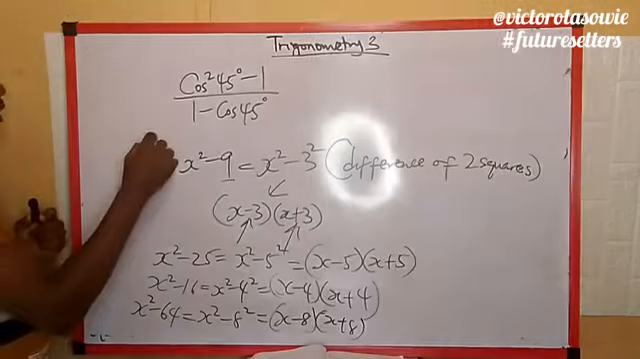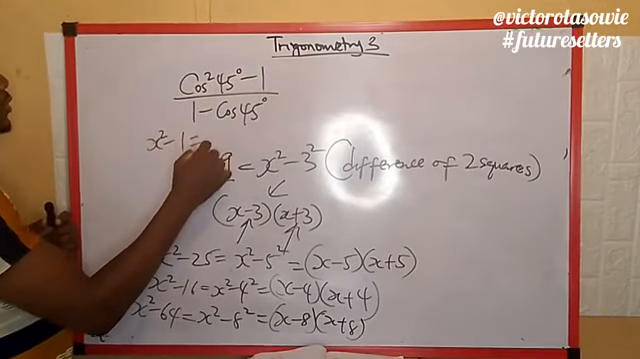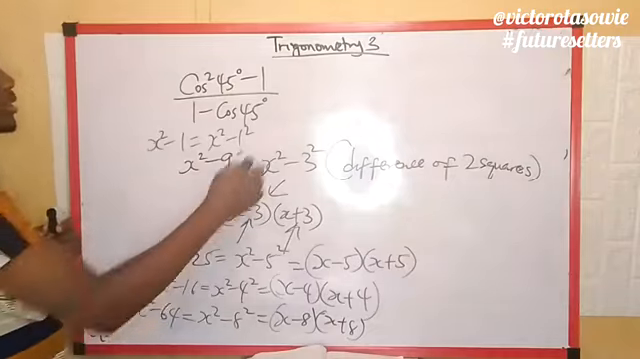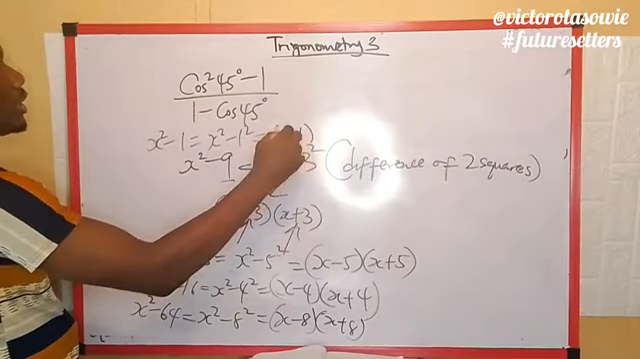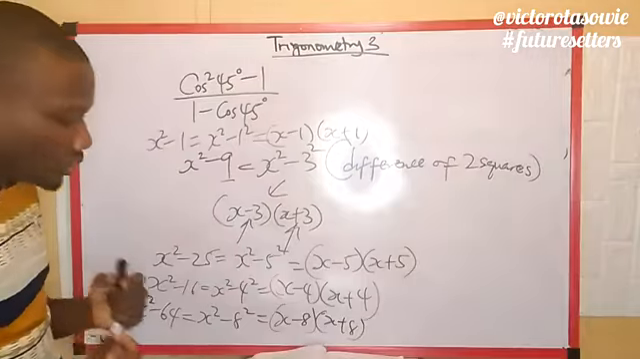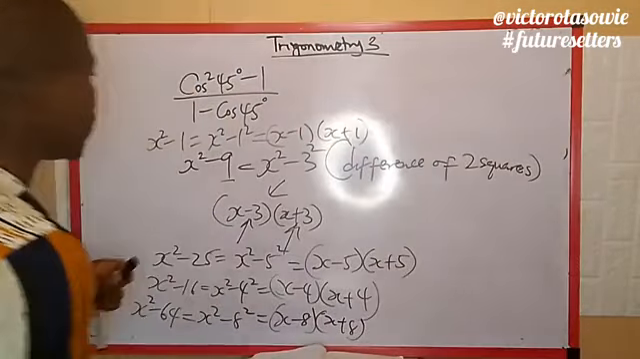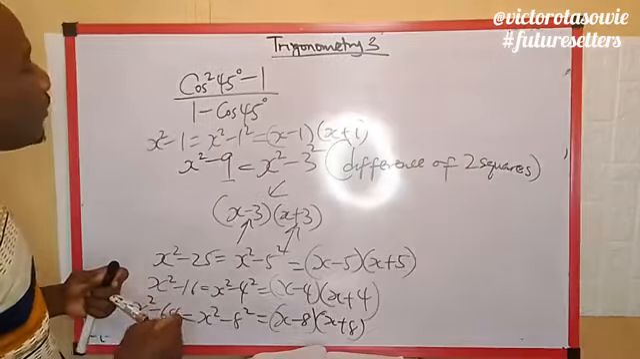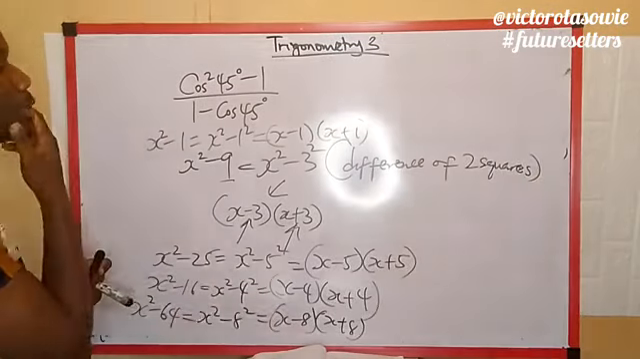So what if we have x squared minus 1? X squared minus 1 can go down into x squared minus 1 squared, because you know 1 times 1 is 1. So we have x minus 1 into x plus 1. If you have broken this down to this level, x squared minus 1 is x squared minus 1 squared, and it gives you x minus 1 into x plus 1.